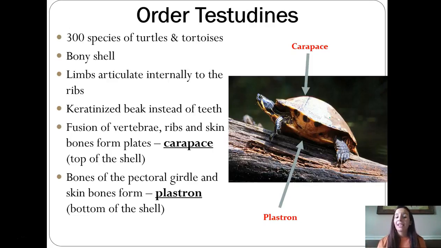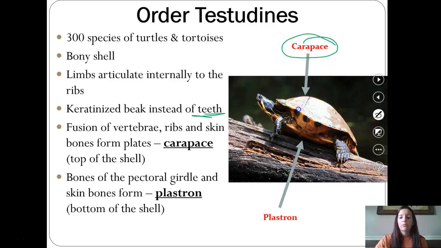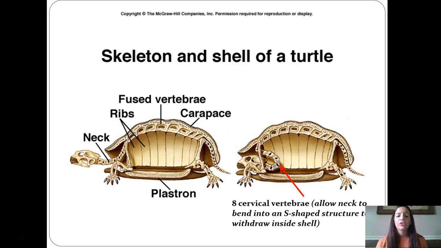They have a keratinized beak instead of teeth. So turtles don't have teeth, but they have the fusion of many of their bones. Their vertebrae, their ribs, and their skin bones all form plates. The top of the shell is a carapace, which is what you see on this turtle here. And the bottom of the shell is where the pectoral girdle is, and this is the plastron, which you see here.